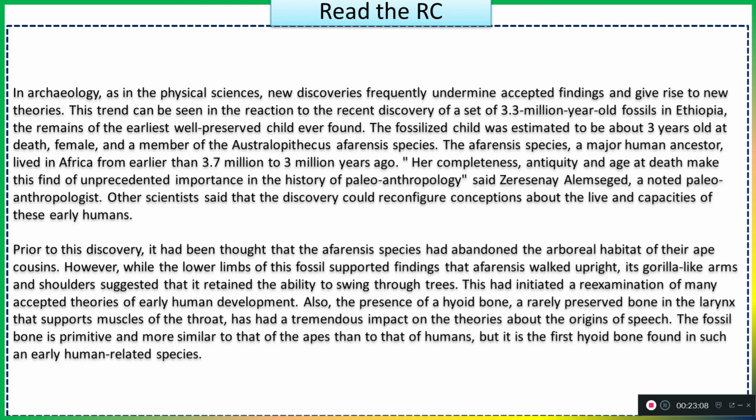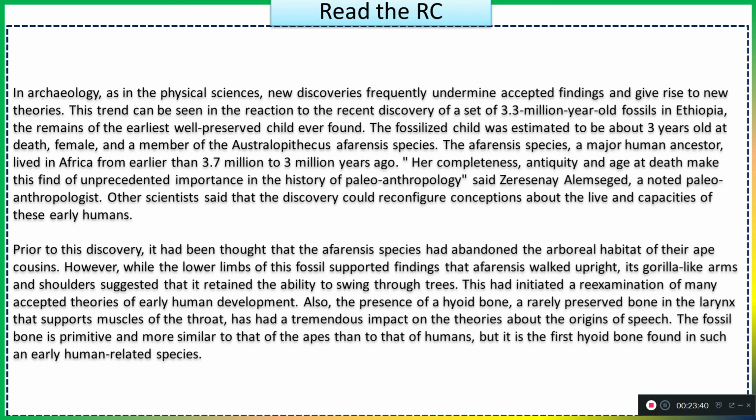Said this guy, Zeresenay Alemseged, a noted paleoanthropologist. Other scientists said that the discovery could reconfigure conceptions about the lives and capacities of these early humans. That means what other scientists are also saying is that yes, this particular thing is very important and very changing of the accepted findings. Great. Now let us see what were the accepted findings.